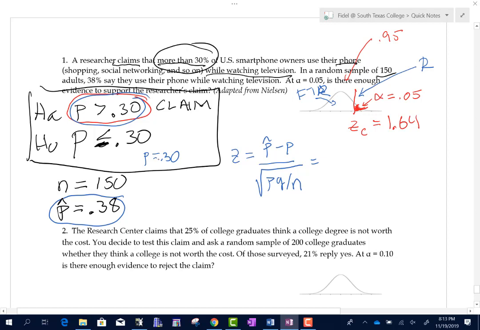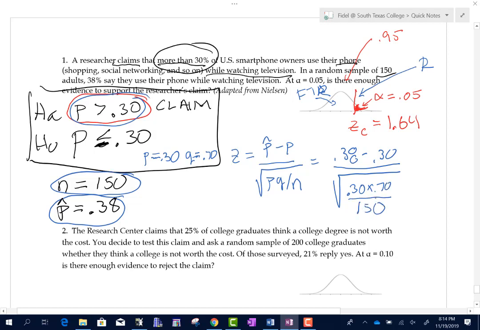Do we have a value for q? If p is 0.30, do you remember what q is? 0.70, right? Do we already have a number for n? Yes, it's 150. I'm just making sure that I have all my values. So p hat, we said, was 0.38, minus 0.30, divided by the square root of 0.30 times 0.70 all over 150, right?